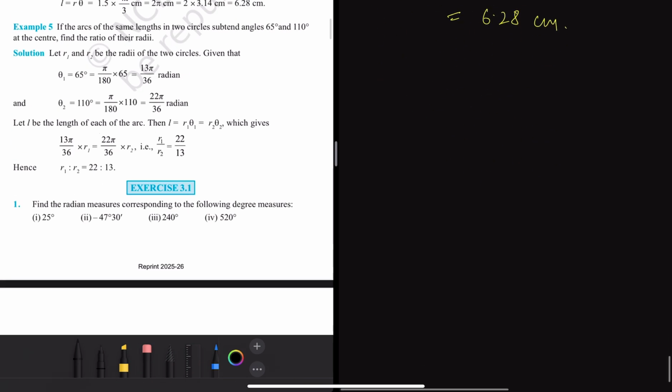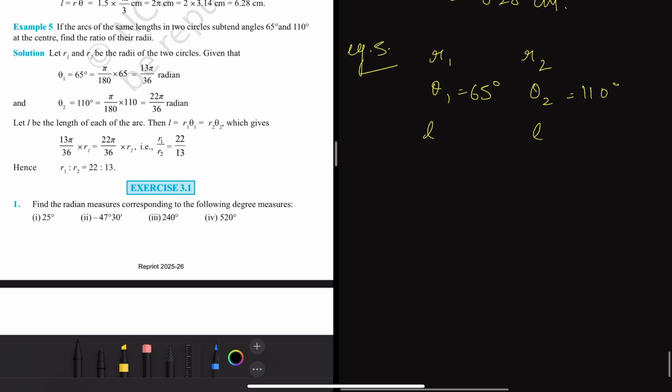Then moving on to example 5. You are given that the arcs of the same lengths of two circles subtend angles 65 and 110 degrees. Find the ratio of their radii. So let the radii be r1 and r2. The angle subtended by circle 1 is 65 degrees and by circle 2 is 110 degrees. The length is the same for both of them. It's not given, but it's the same.